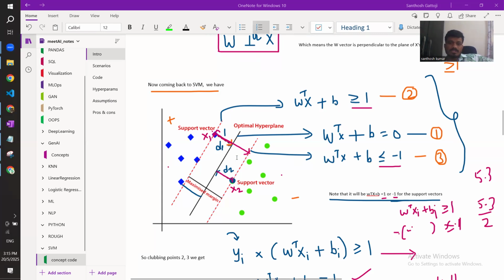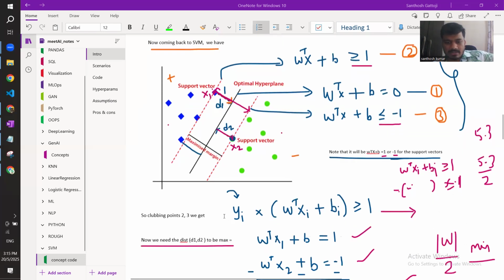And why 0? Because this will be almost in the middle of these two planes. So that's why I consider one distance as 1 and the other as -1, considering one as the positive set and the other as the negative set. Clear? Yeah, clear.